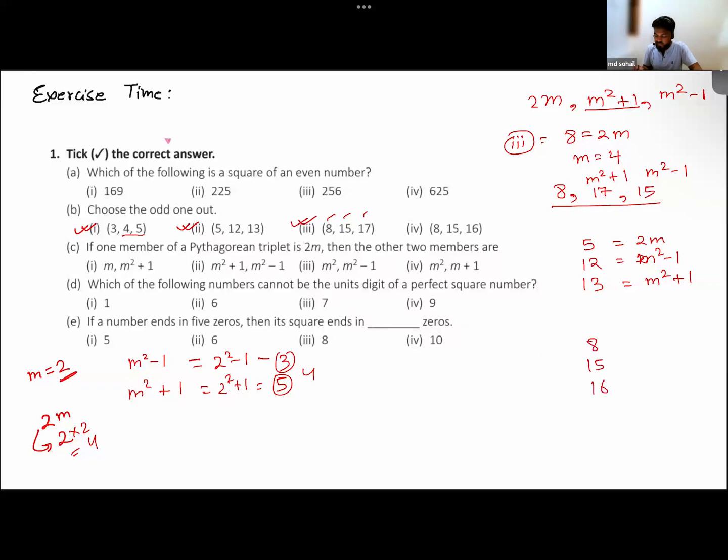So 2m, m square minus 1, m square plus 1. Here we get the value of m as 4. All right. And here, let's see if we get 15 or not. So 4 square minus 1, 16 minus 1 gives you 15. And 4 square plus 1, 16 plus 1, that gives you 17. And here in the question is given 16. Very good. Hence, option number 4 is the odd one out here. Right? Yes, sir.